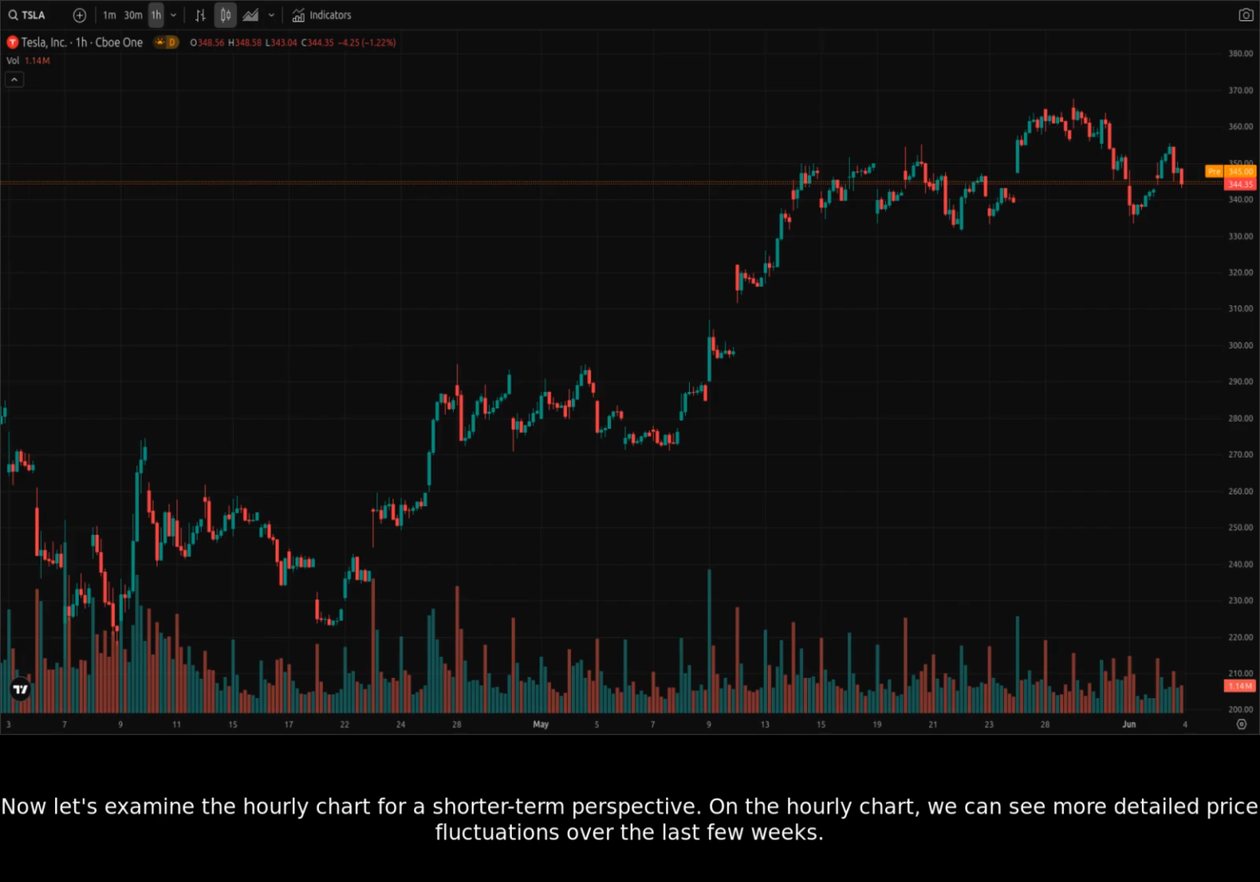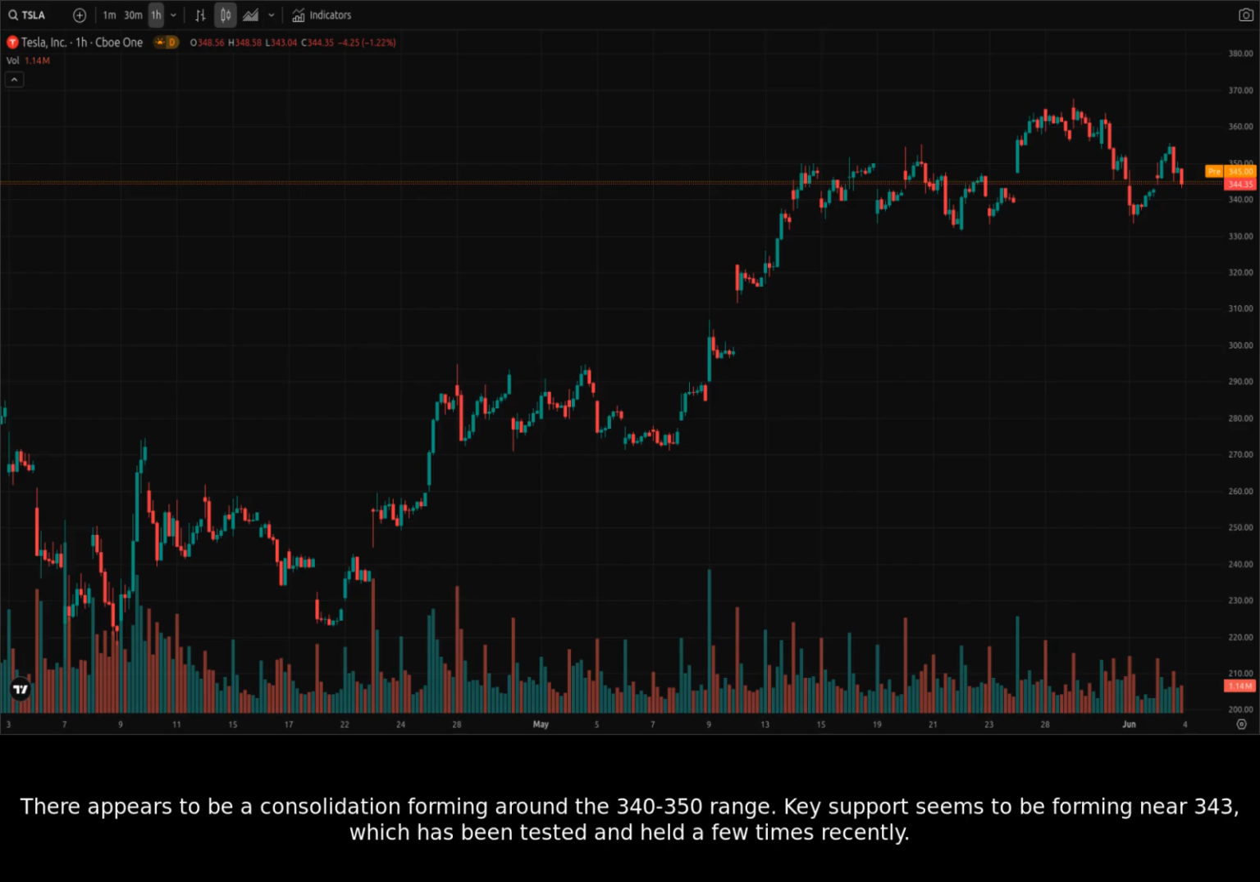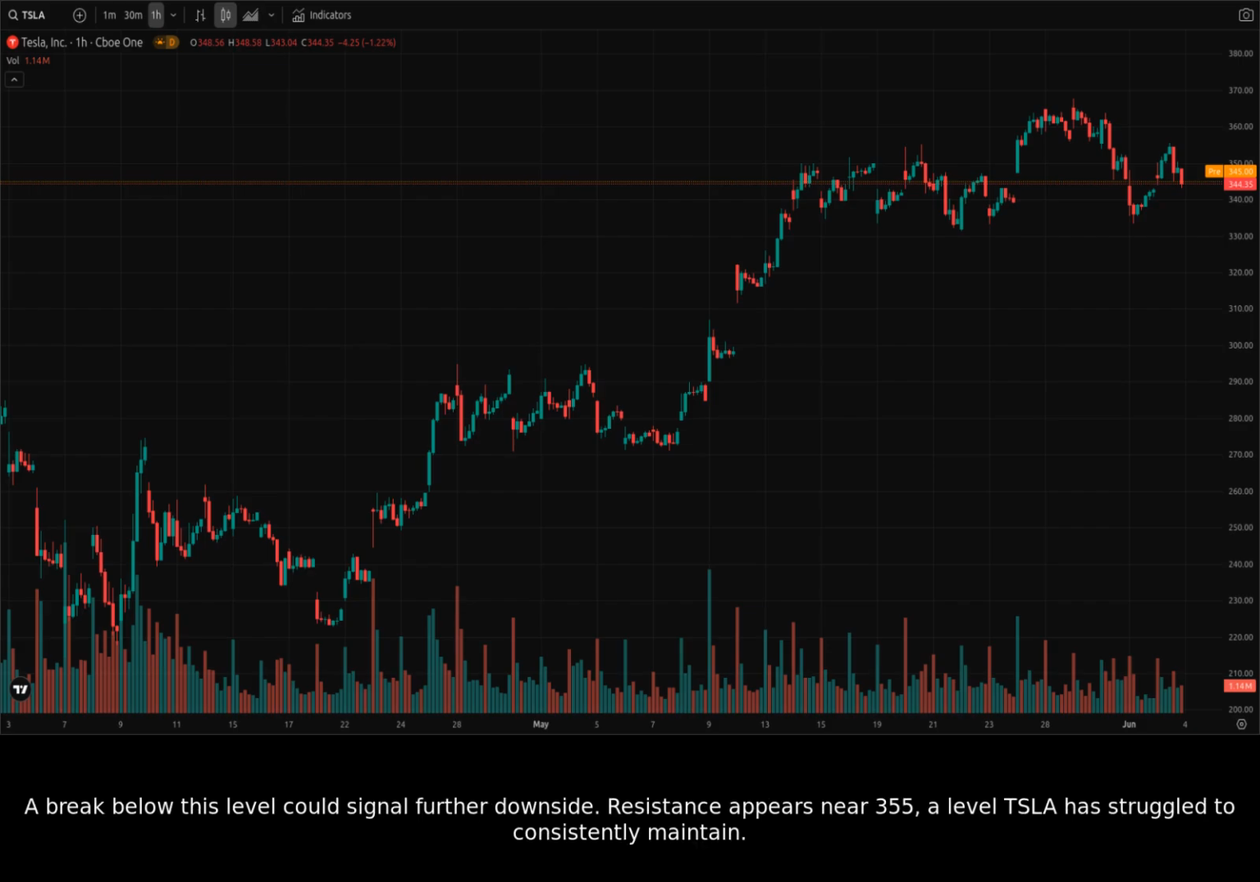On the hourly chart, we can see more detailed price fluctuations over the last few weeks. There appears to be a consolidation forming around the 340 to 350 range. Key support seems to be forming near 343, which has been tested and held a few times recently. A break below this level could signal further downside.